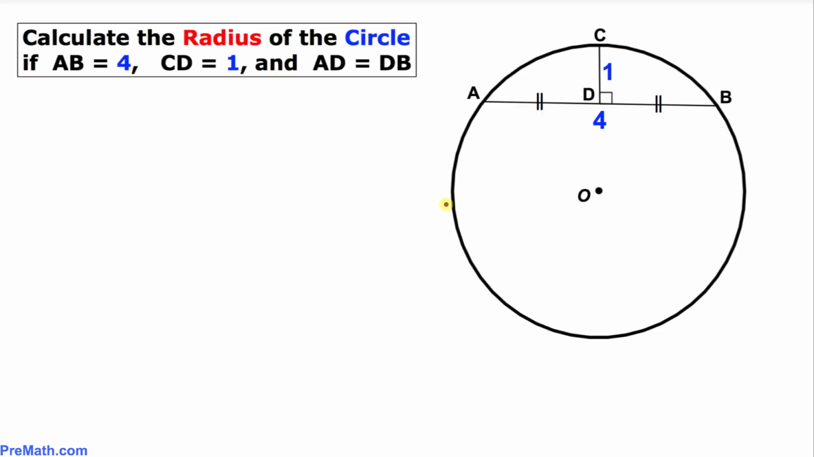Welcome to PreMath. In this video tutorial, we are going to calculate the radius of this given circle if this line segment AB is 4 units and this line segment CD is 1, and moreover this segment AD equals this segment DB.